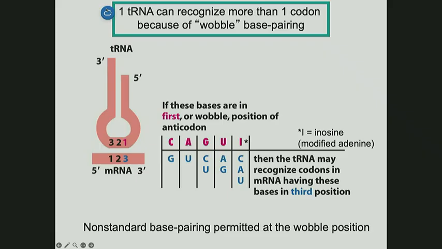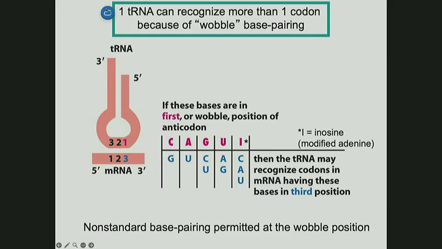Question? Pseudouridine can sometimes be in the anticodon, but don't worry about that for wobble right here.